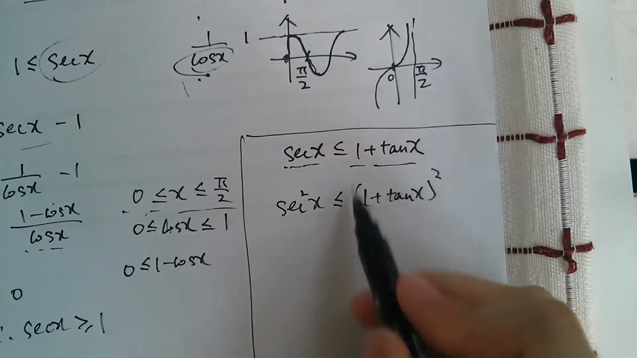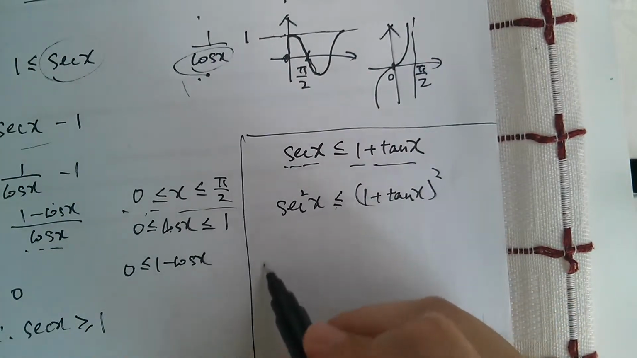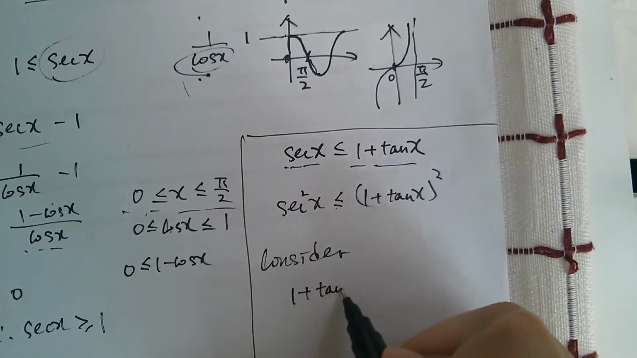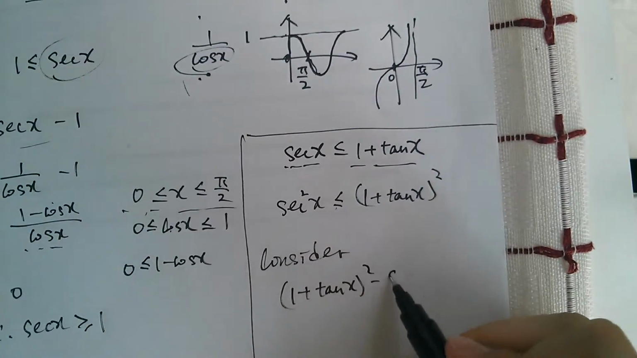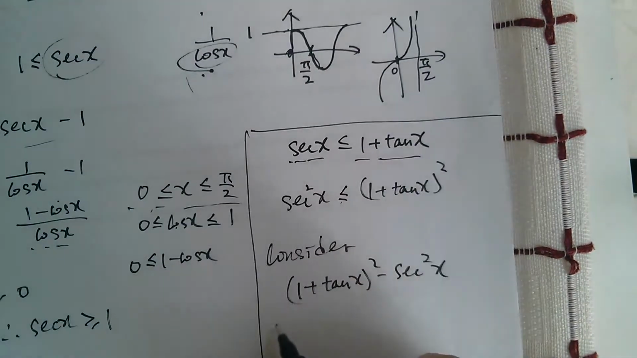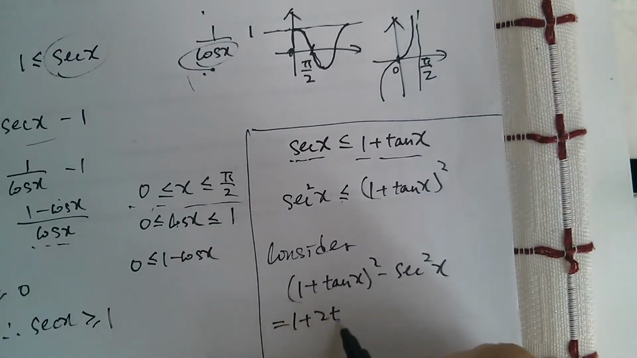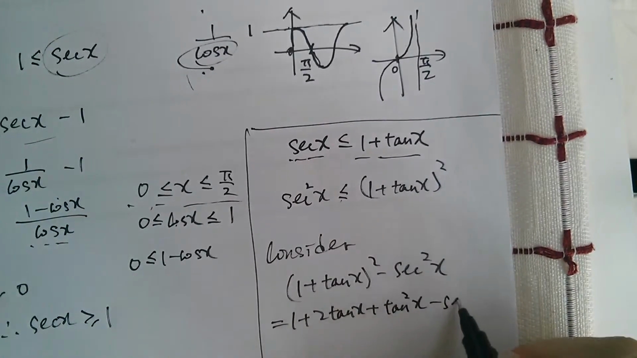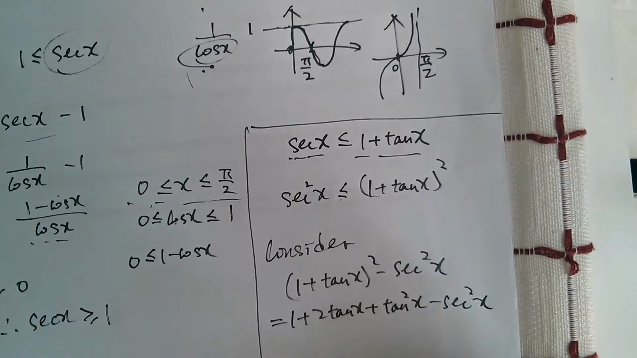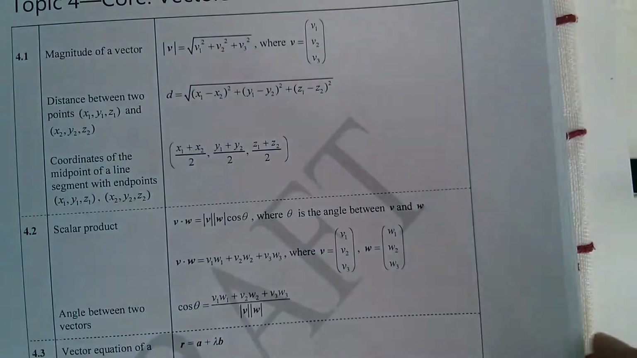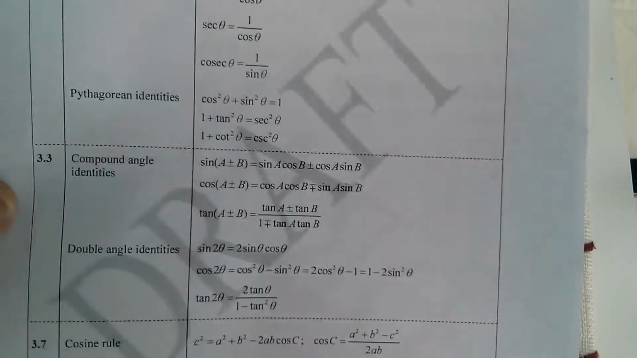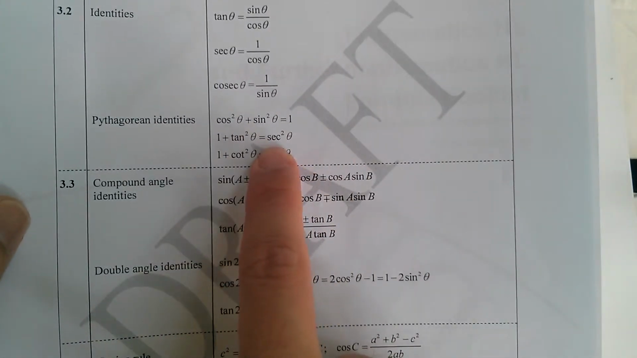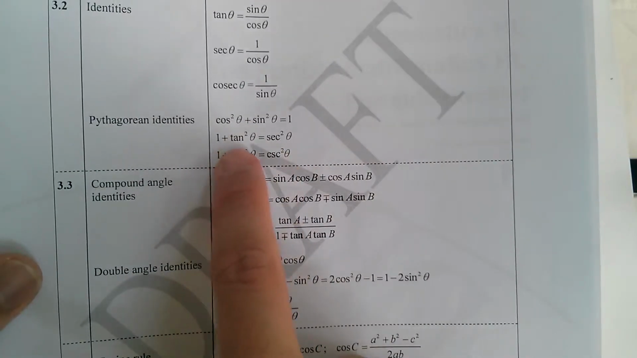So again, the question is, why is this side bigger than the other side? So we just consider this minus this, strategy 1. We square this a bit. And now, you may think, why would I try to square both sides? Well, simple reason. If you're good with your formula booklet, even if you can't remember, you should remember something that looks like this. Tangent square and secant square are related. So 1 plus tangent square is secant square.